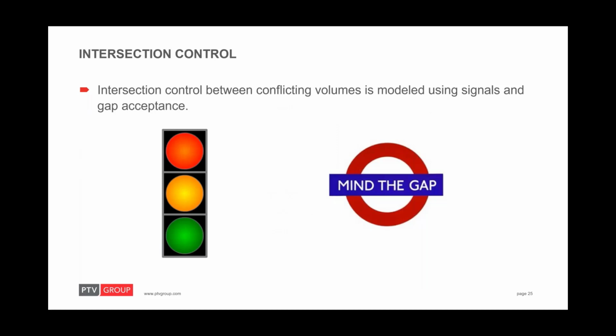Next, we have the intersection control. One of the characteristics of the simulation-based assignment is that we model intersection movements explicitly, and opposing flows are also modeled more explicitly using gap acceptance and conflicting volumes and so forth.